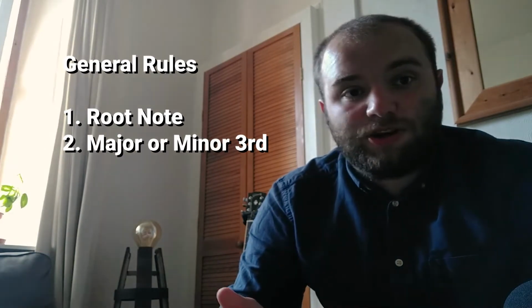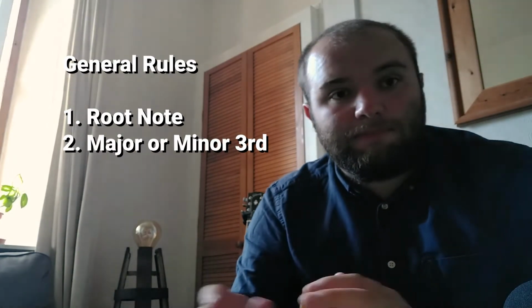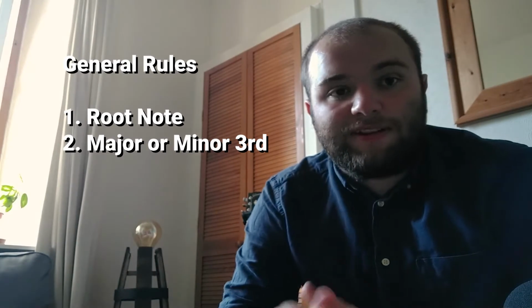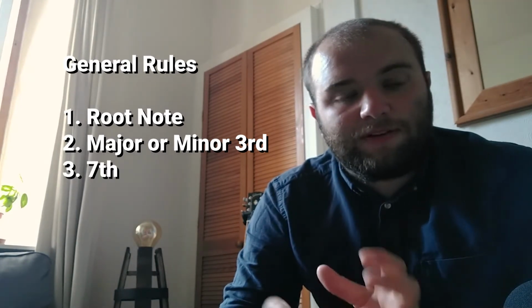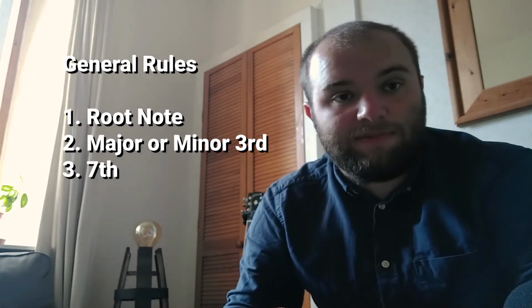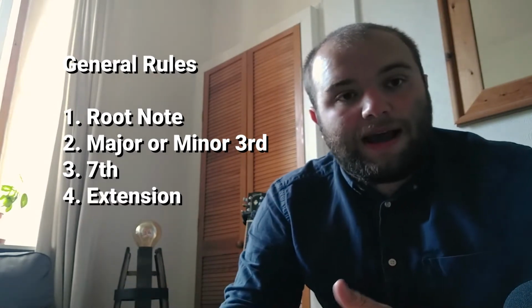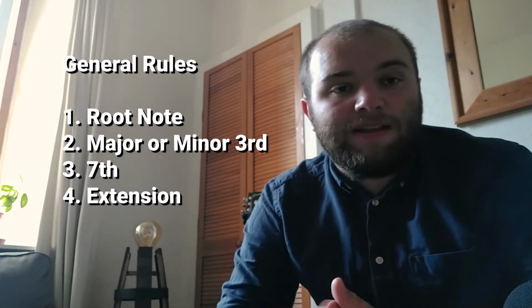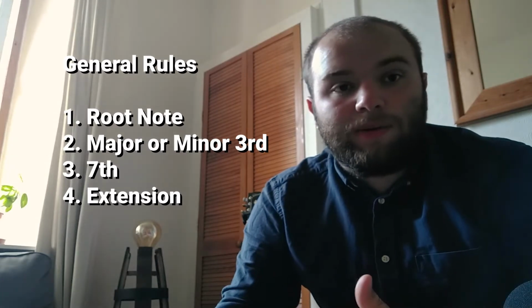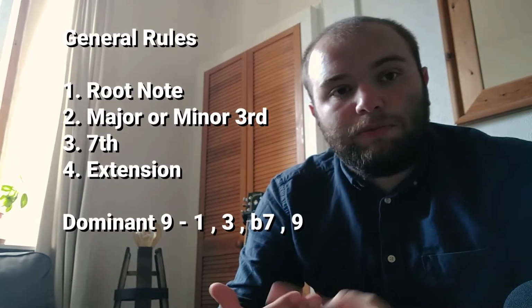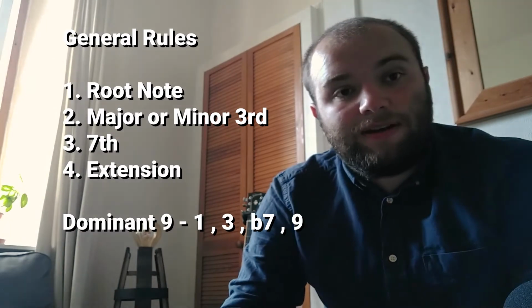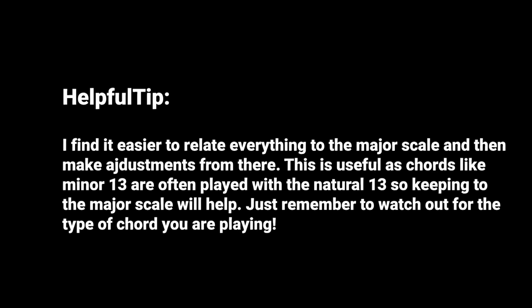So what you might want to do is drop some notes or rearrange things depending on what chord you're playing. The general rule is you'll need the root note, the third to tell you whether it's major or minor. So if it's minor, minor third, major, major third. The 7th to tell you whether it's a flat 7th, so a dominant sound, or a major 7th to tell you if it's a major 7 kind of sound. And then finally your extension after that. So for instance, if I was playing a dominant 9, the only notes I would need would be the root, the third, flat 7, and then the 9 afterwards.